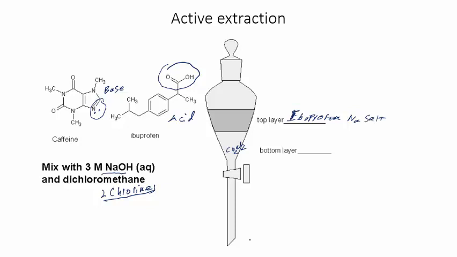And I'll just say sodium salt, because it's not going to be this. It's going to be: get rid of that, put a negative charge there, and that's what you get when you react these. The bottom layer will be caffeine, just in its original form. Okay, that's good. Let's keep going.